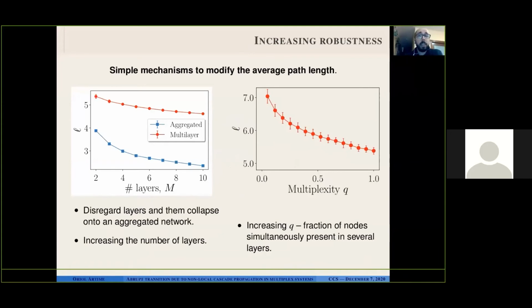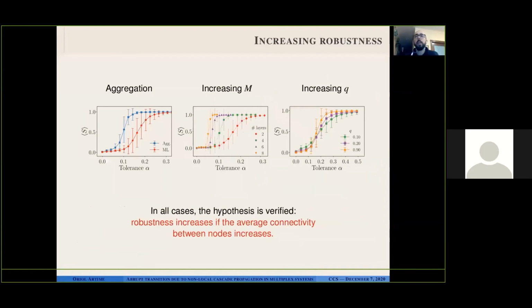And a final mechanism is related to the multiplex parameter Q, that is the fraction of nodes participating simultaneously in the layers, in other words, the nodes that have replicas across layers. When this fraction of shared nodes is low, there are few nodes acting as bridges between layers, and when the multiplexity increases, the connectivity between layers increases as well, resulting in a decrease of the average path length. So here I'm checking that this hypothesis is verified for the three mechanisms proposed: aggregation.